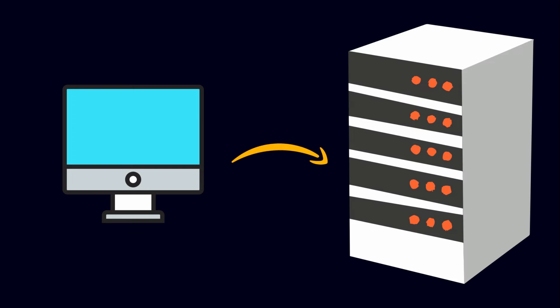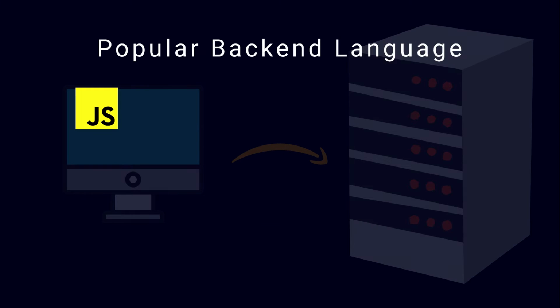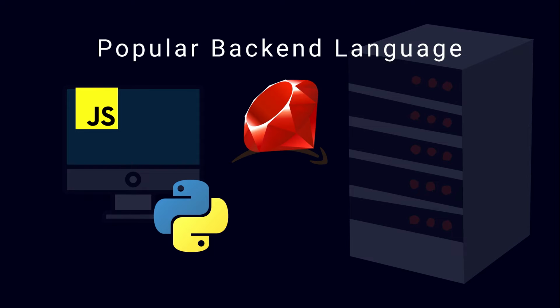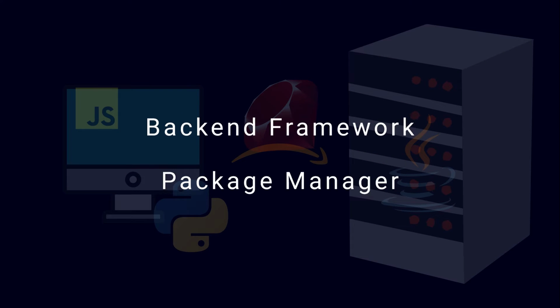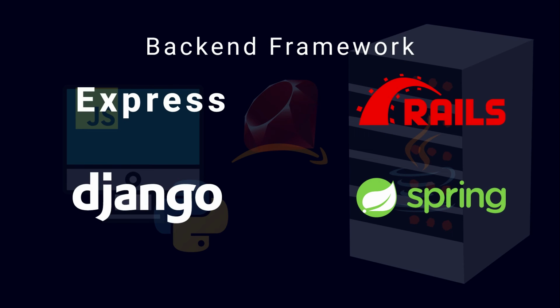Some popular back-end programming languages are JavaScript, Python, Ruby, and Java. However, using a back-end programming language by itself is actually really difficult, and requires a huge amount of code. So there are two tools that we use to help with this. A back-end framework simplifies and reduces the amount of code required to build a server. There are a number of different frameworks for each back-end programming language, but the most common ones are Express.js for JavaScript, Django for Python, Ruby on Rails, and Java Spring.